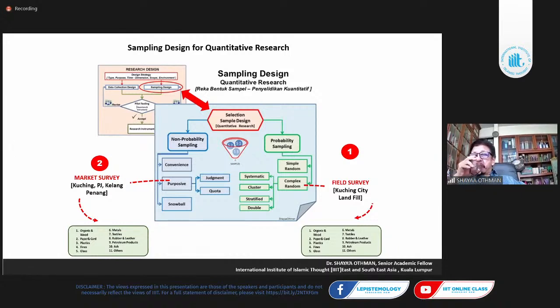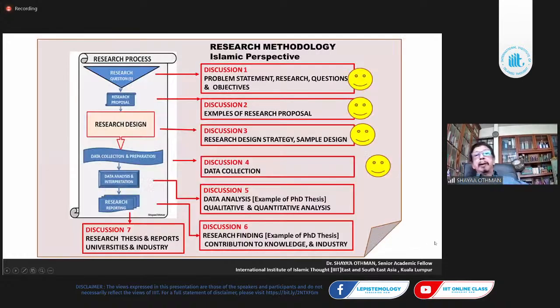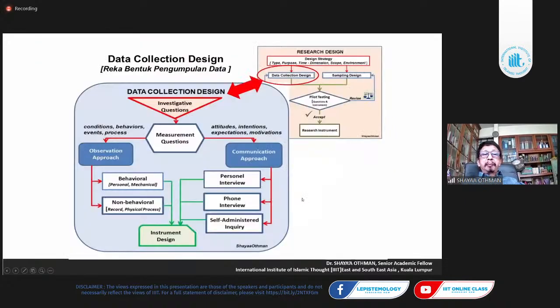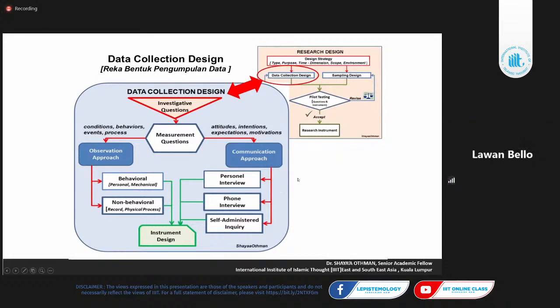Okay. Any question? Okay. Data collection here. Okay. Assalamu alaikum. Before that, yes.